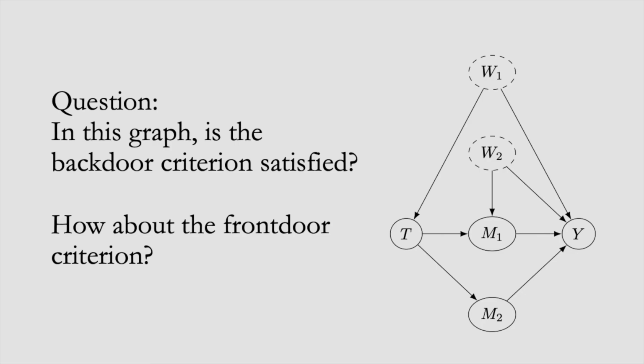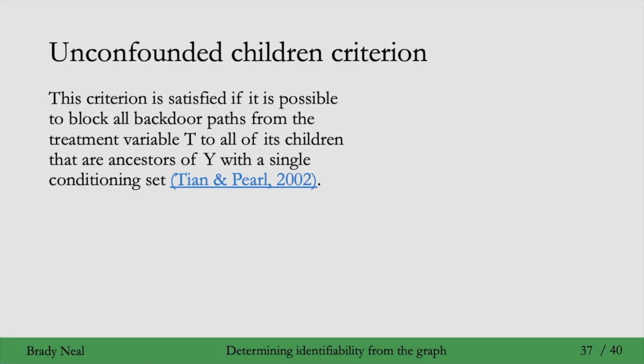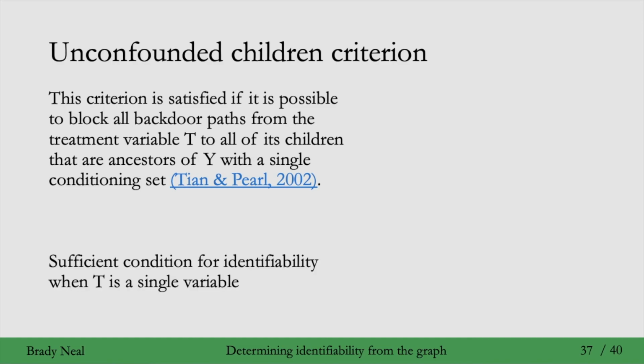The first more general criterion that we'll consider is what we call the unconfounded children criterion. So consider a single treatment variable here. This criterion is satisfied if it is possible to block all backdoor paths from the treatment variable T to all of its children that are ancestors of Y with a single conditioning set. So this is a sufficient condition for identifiability when there's a single treatment variable. And this criterion generalizes the backdoor and frontdoor criteria.